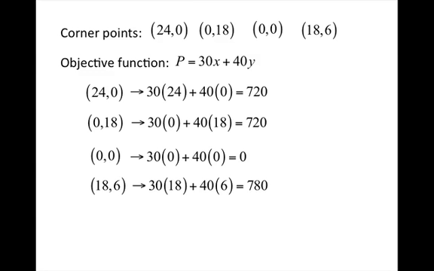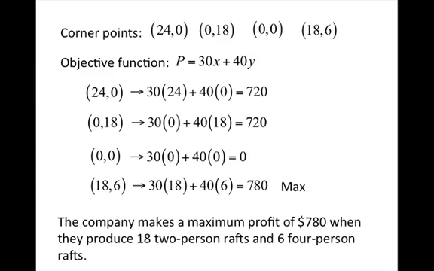Look back at the purpose of the problem. I wanted to maximize the profit, so I want the highest value. I want the 780. So that means my maximum profit is 780 when I make 18 two-person rafts and 6 four-person rafts.